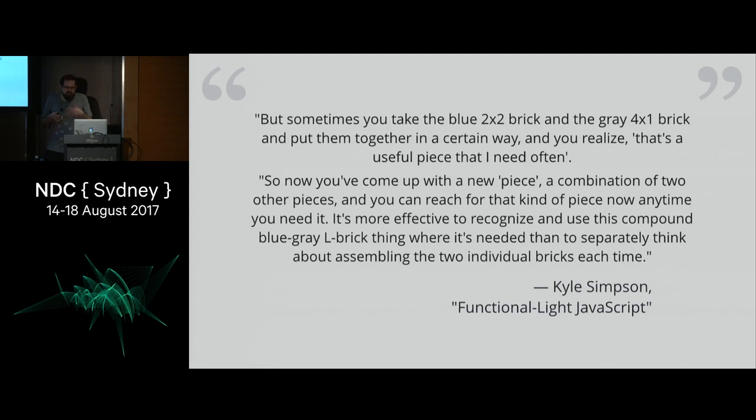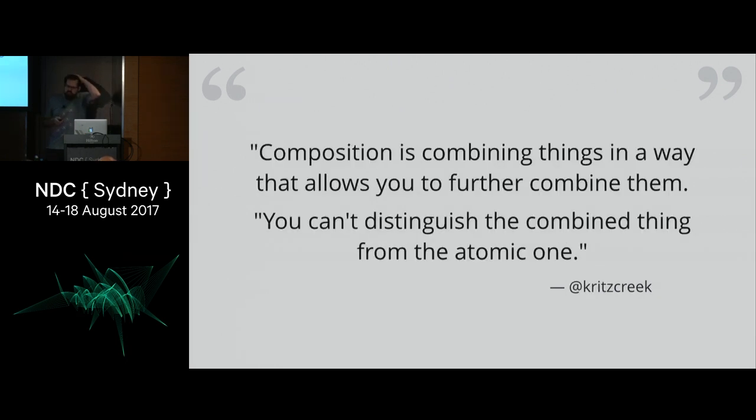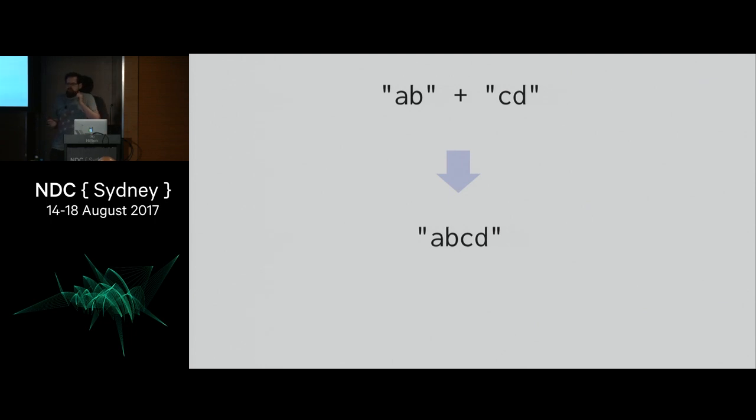It's more effective to recognize and use this compound piece rather than separately think about assembling things every time. A composition is combining things in a way that allows you to further combine them. And you can't distinguish the combined thing from the atomic one. So if we've got, for example, the strings A, B, and C, D, when we combine them together, the composition of those is A, B, C, D.